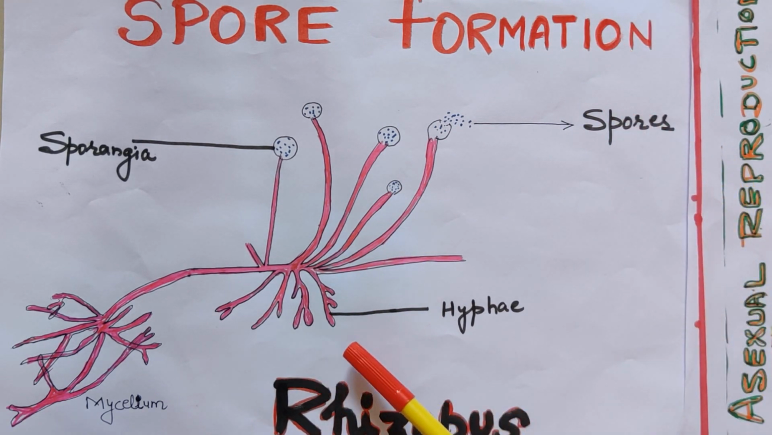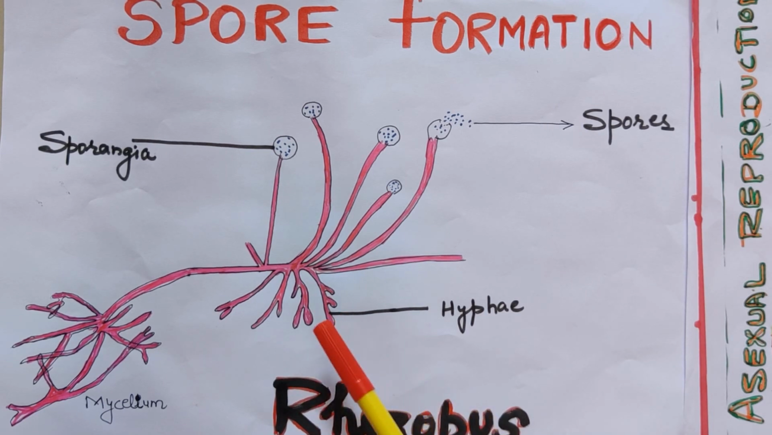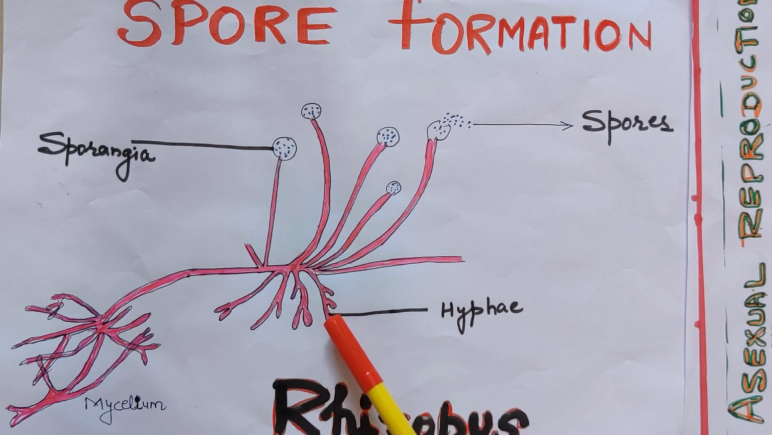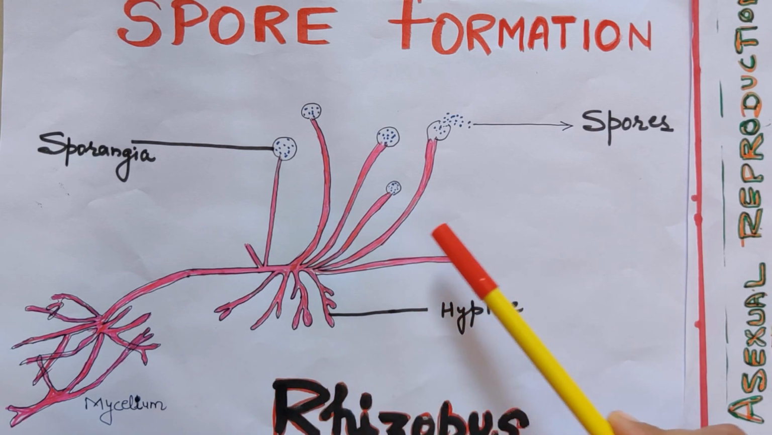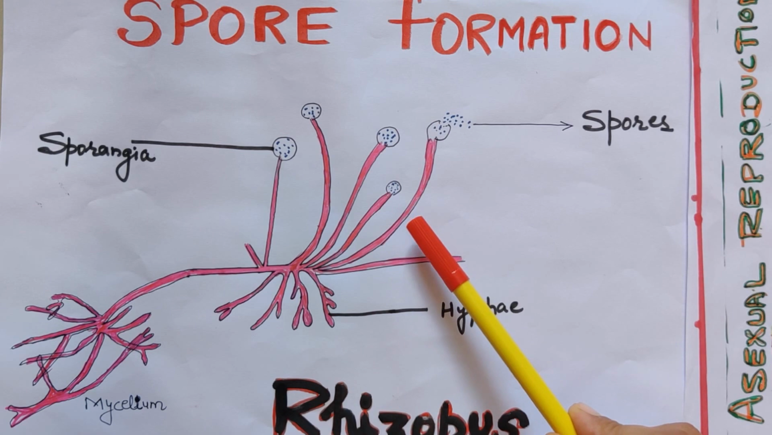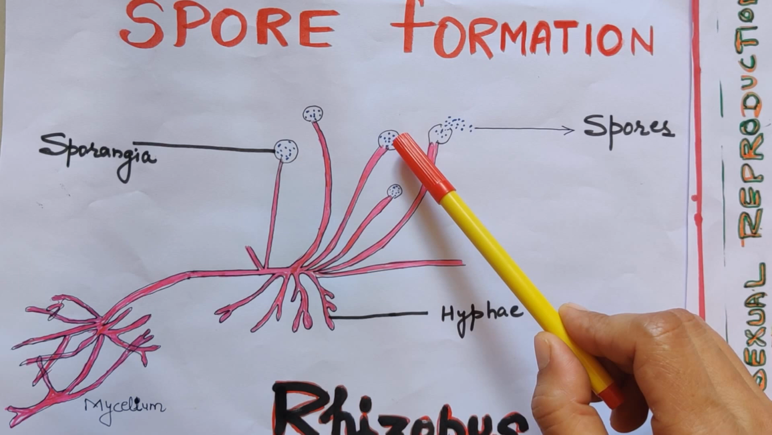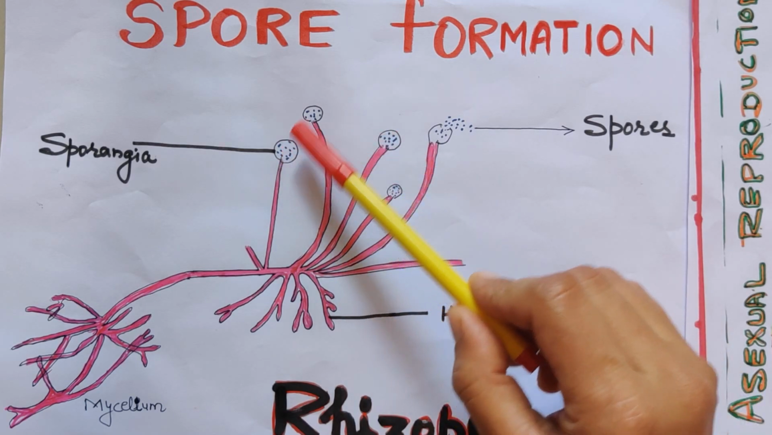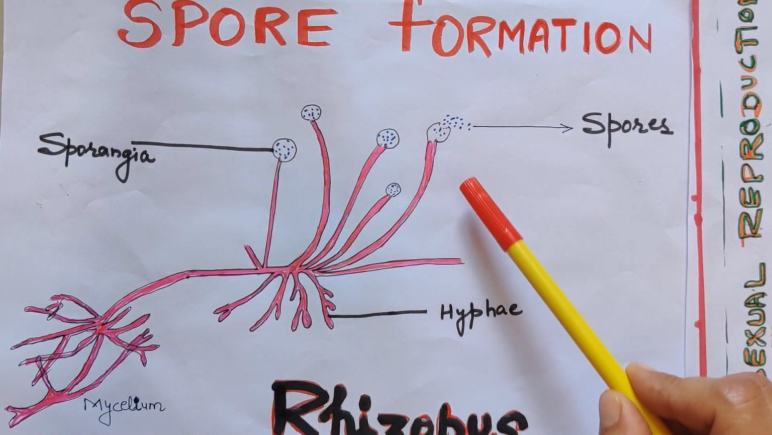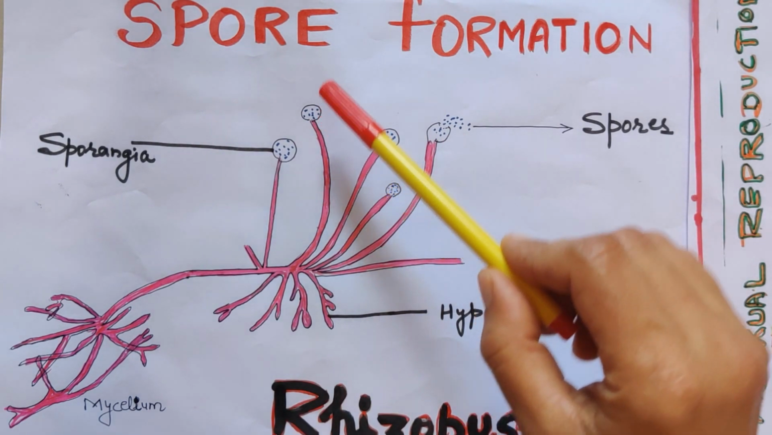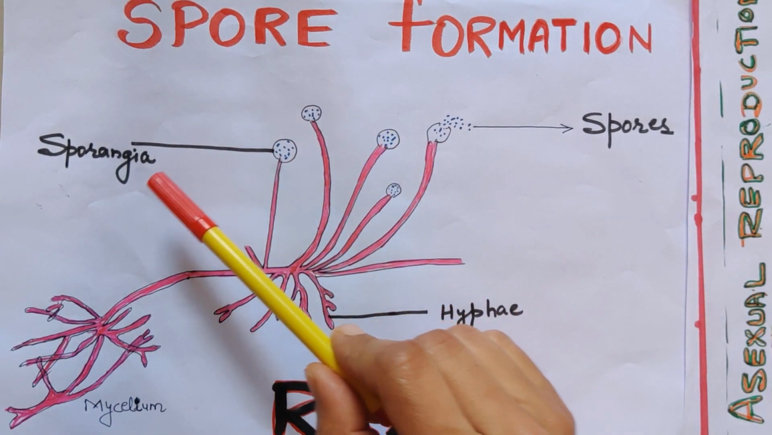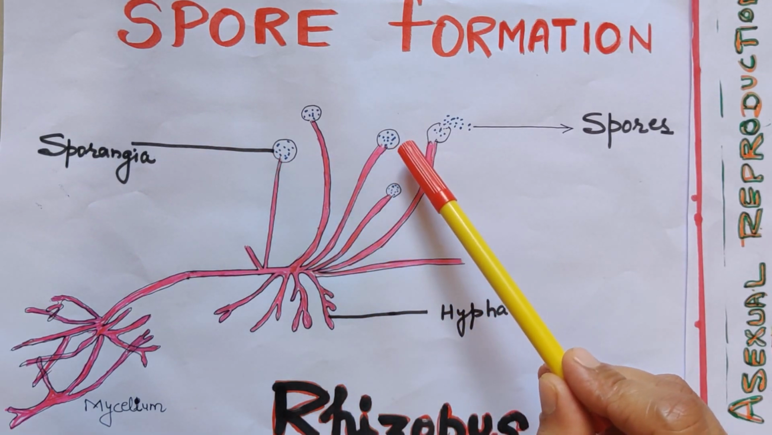As you studied in class 9 in kingdom fungi, fungi have a thread-like body. That thread-like body is called hyphae, and a network of hyphae is called mycelium. Then this structure is called a stalk, and this blob-like structure on the stalk is called a sporangium. These are all sporangia, the fruiting bodies. Inside the sporangia, spore formation occurs.